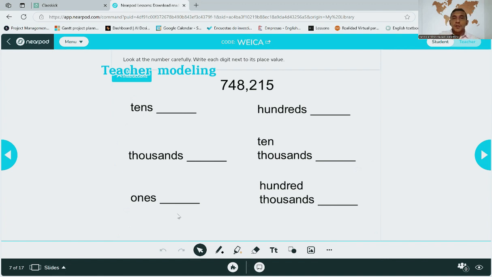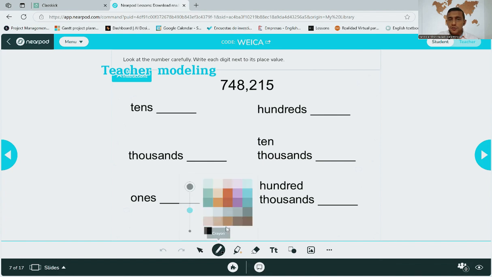Jennifer, could you please help me by reading the instructions for the activity? Thank you. As Jennifer read before, we have to place where the tens are, where the hundreds, the thousands, the 10,000s, the ones, and the 100,000s are. So we have to draw the number that represents each value here.